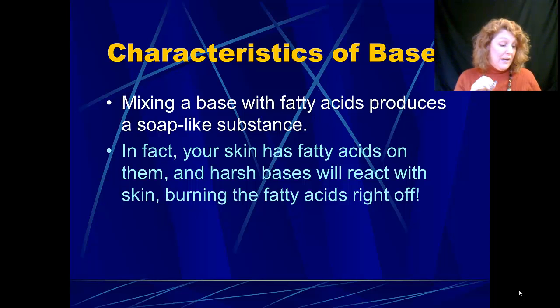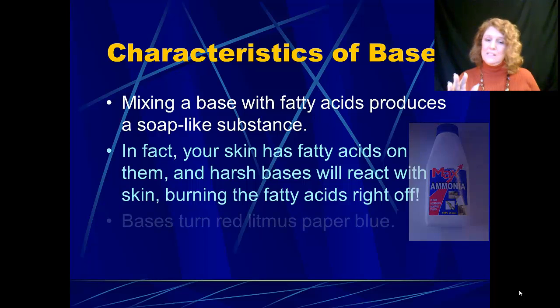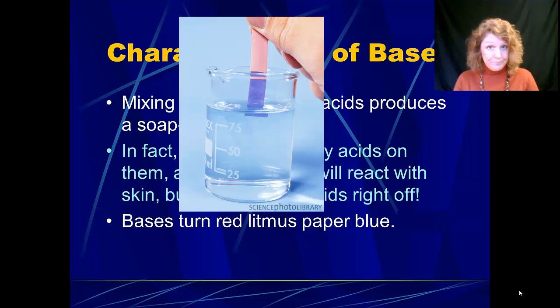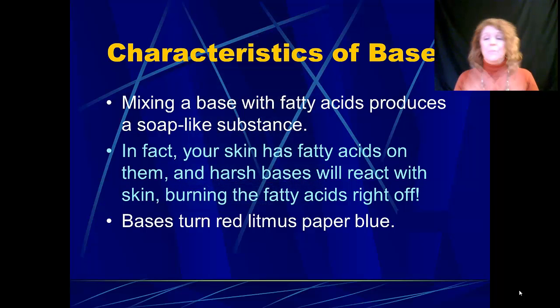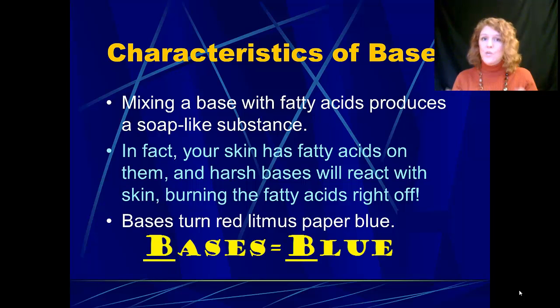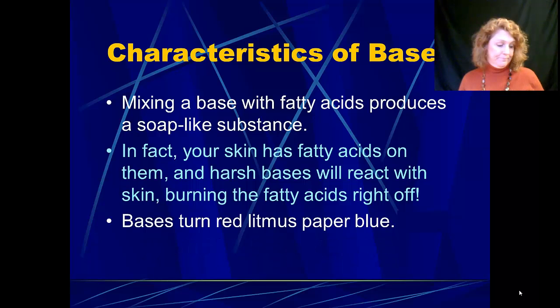There are a lot of cleansers that are bases, and the better the cleanser, the stronger the base, so you don't want to touch things like ammonia. And bases turn red litmus paper blue. It actually looks pink, but whatever. This is one of the ways that we remember which one is which, because bases with a B turn it blue with a B. So if the paper is turning blue, then you have found a base.